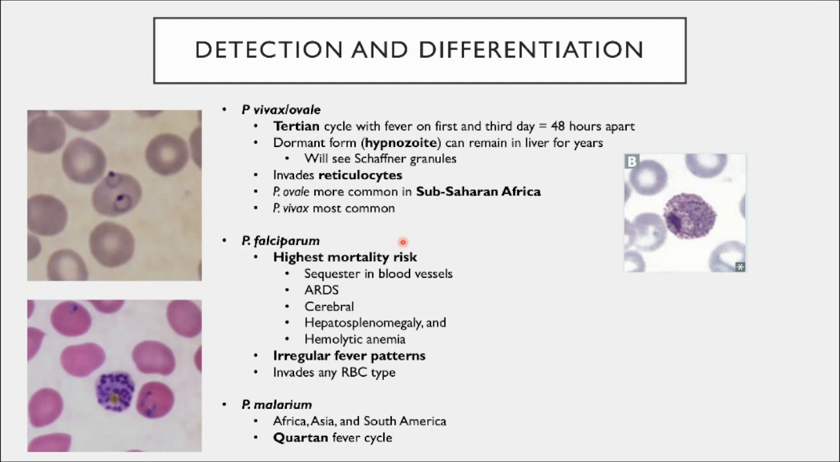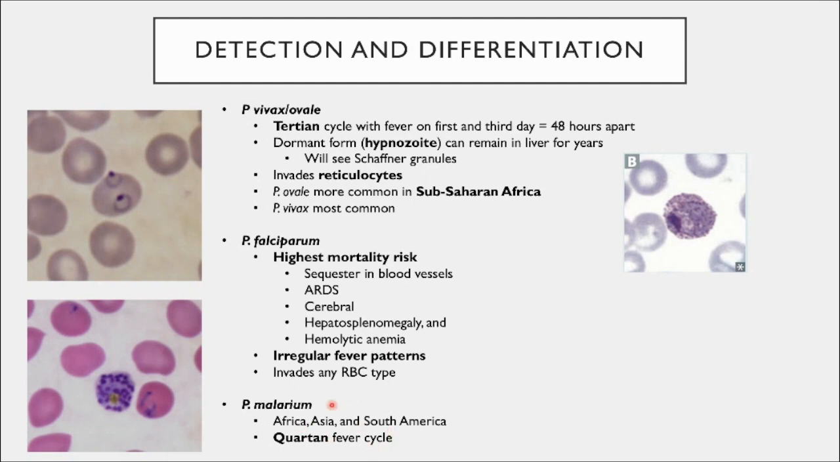P. falciparum is the very nasty version of malaria. This is what causes the very high mortality rates of malaria. The reason these are a problem is they sequester within blood vessels. And so this causes things like the cerebral form of malaria, which can lead to strokes and ARDS and end organ failure in addition to these malaria symptoms. So these folks need treatment fast, and they have irregular fever patterns. Usually you'll see quartan pop up, or not quartan, sorry. It's either tertian or irregular.